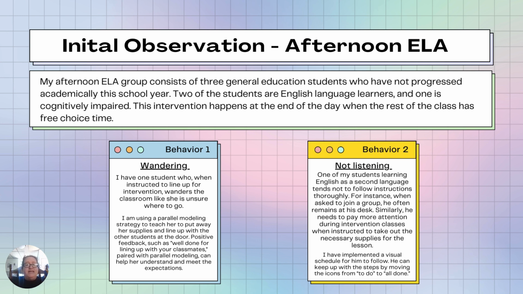Behavior number 2 is not listening. One of my students is an English language learner, so he's learning English as a second language. For this instance, I ask him to join the group, and oftentimes he'll remain at his desk. I've noticed similar things during the intervention where he needs to have constant reminders to stay on task and even to take out his supplies. So for him, I created a visual schedule that he can move things from to do to all done right as they're done. In the beginning, I did start with prompting so that he understood what was to be done.